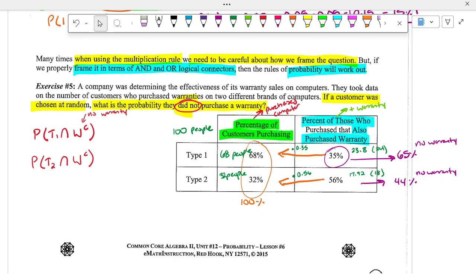So, we can do the multiplication rule for this. So, the probability of them purchasing a Type 1 computer times the probability of them not getting the warranty. So, what was the probability of them buying a Type 1 computer? What does it say? So, the probability of customers getting a Type 1 computer, 68%, which let's put as a decimal, 0.68 times what's the probability that they did not get that warranty? That they did not get the warranty. 0.65.